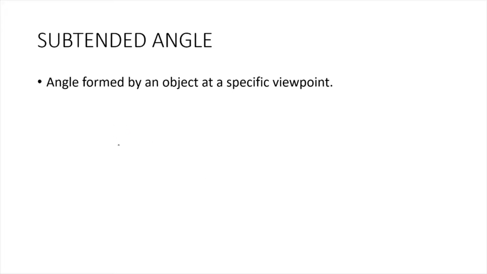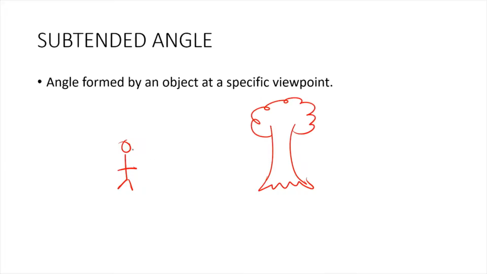So for example, if you're looking at a tree, imagine you are looking at a tree, right? So from your point of view, the tree makes a subtended angle, let's say angle theta.